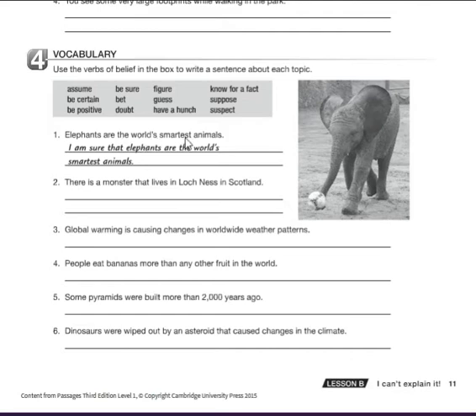Elephants are the world's smartest animals. I'm sure that elephants are the world's smartest animals. Then there is a monster that lives in Loch Ness in Scotland. So you have to use any of this. But just to remind you, we have another vocabulary plus in section B in the student's book.